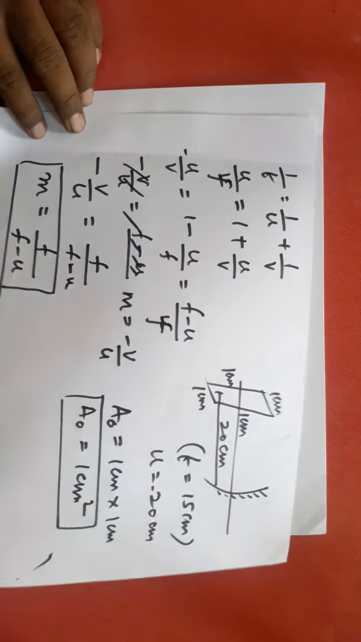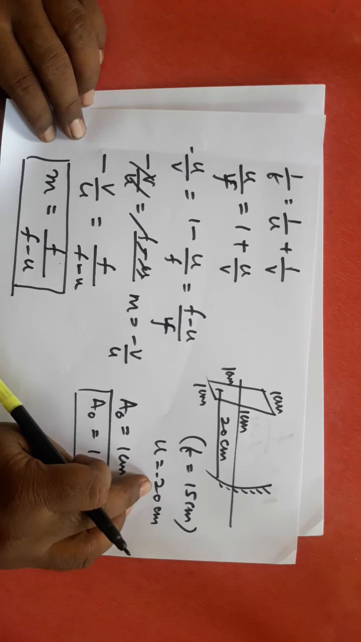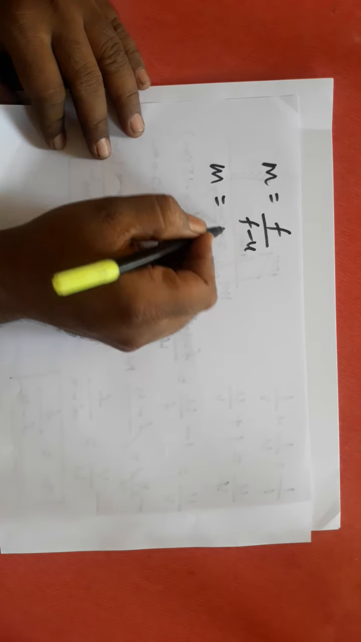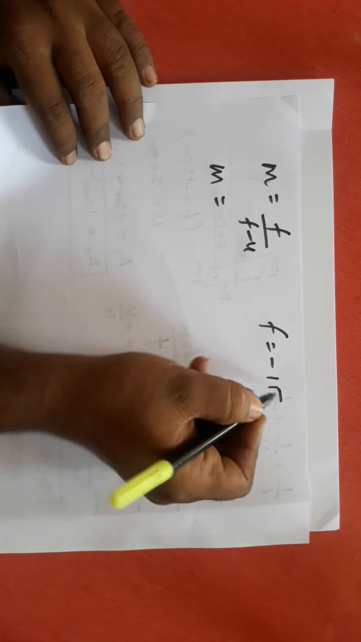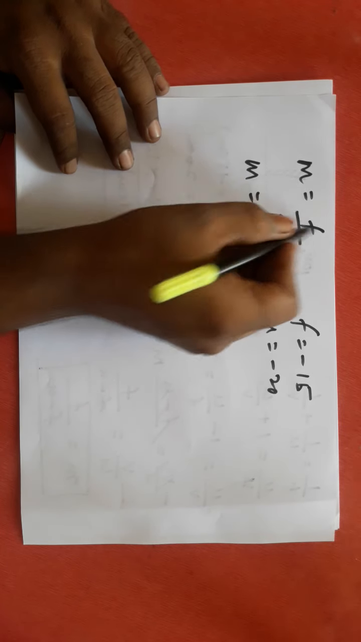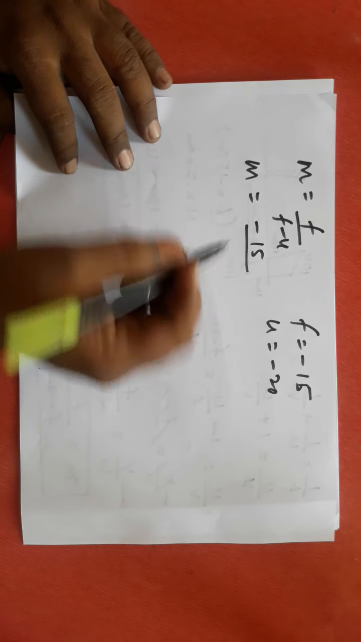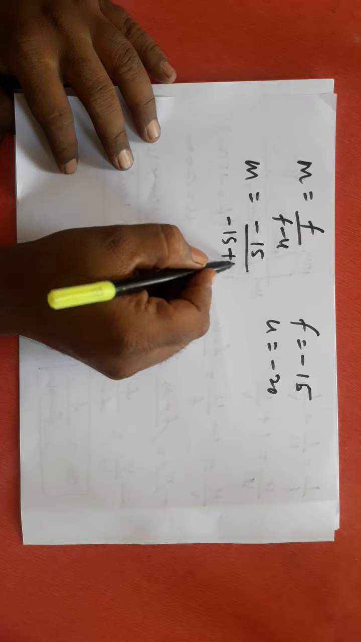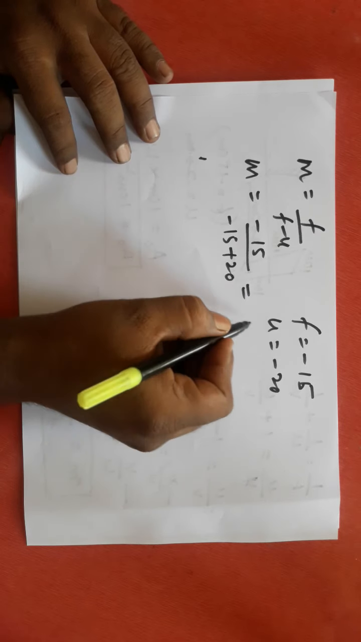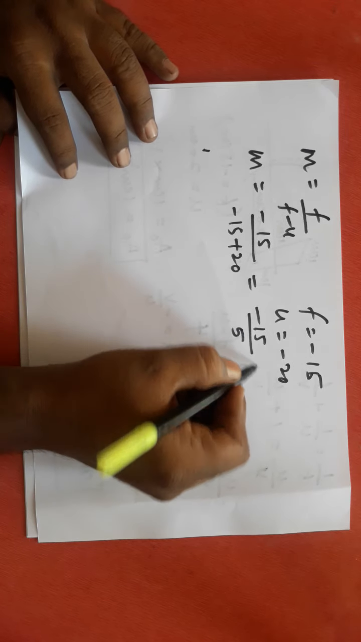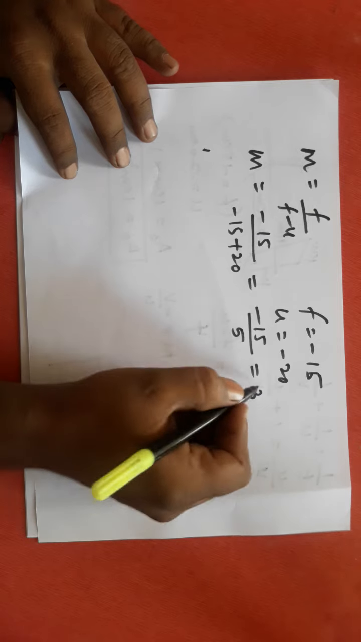Now by using sign convention, what is my u? What is the focal length of this concave mirror? This is also negative. Then m is equal to f, which is given as minus 15, and u is given as minus 20. Then if I write here minus 15 divided by minus 15 minus of minus 20, which will be plus 20, this implies minus 15 divided by 5. Then this will be minus 3.